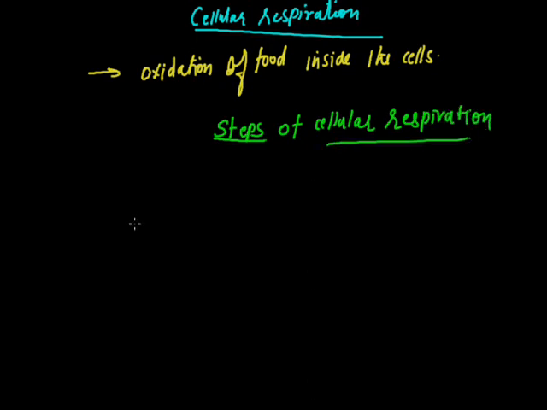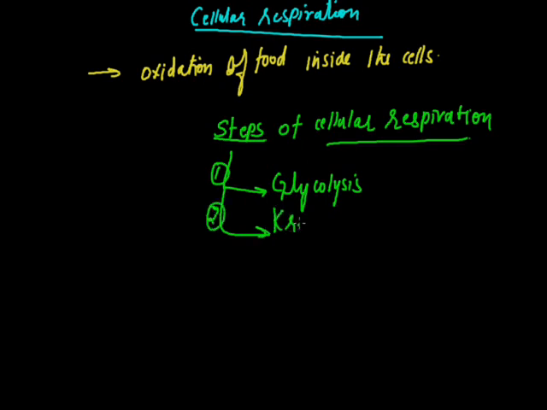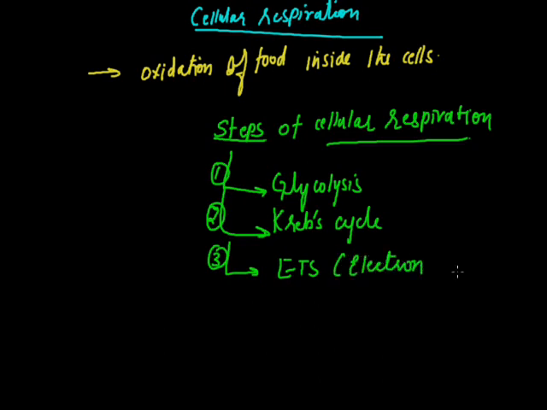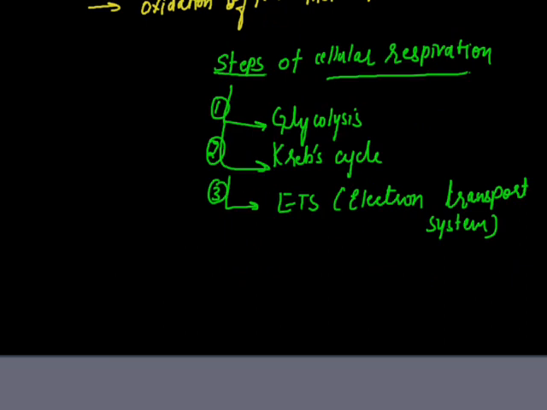The first step is called glycolysis. The second step is called the Krebs cycle. And the third step is called ETS, which can also be called the electron transport system. Now let us discuss these in detail.